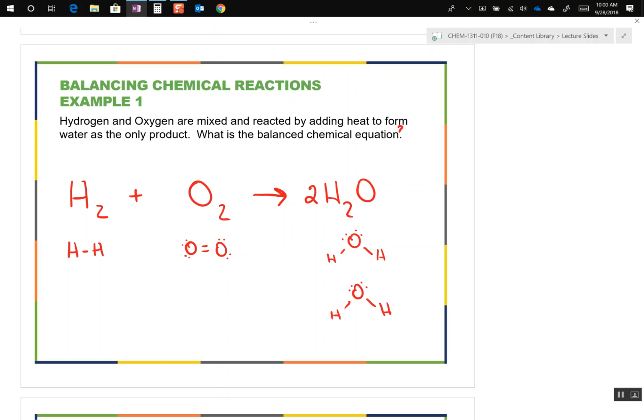Nope, not yet. Now I need to add another hydrogen to make it balanced. So I can't change that. So I need to add another hydrogen molecule. Okay? I need to add another hydrogen molecule. So it's going to now be 1, 2, 3, 4 hydrogens. Coefficient of 2 in front of the hydrogens. 2H2 plus O2 produces 2H2O, and everything is the same.